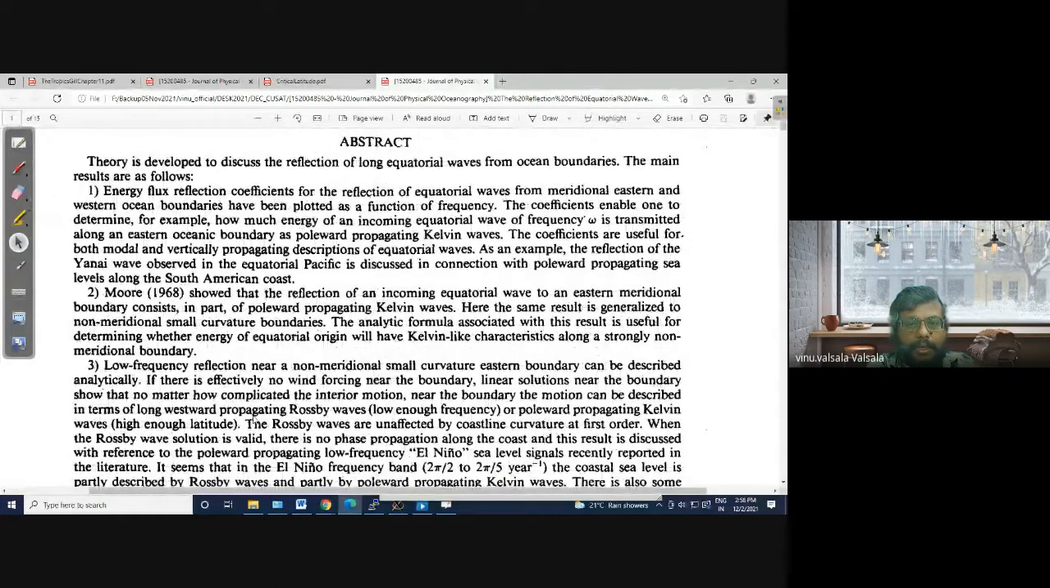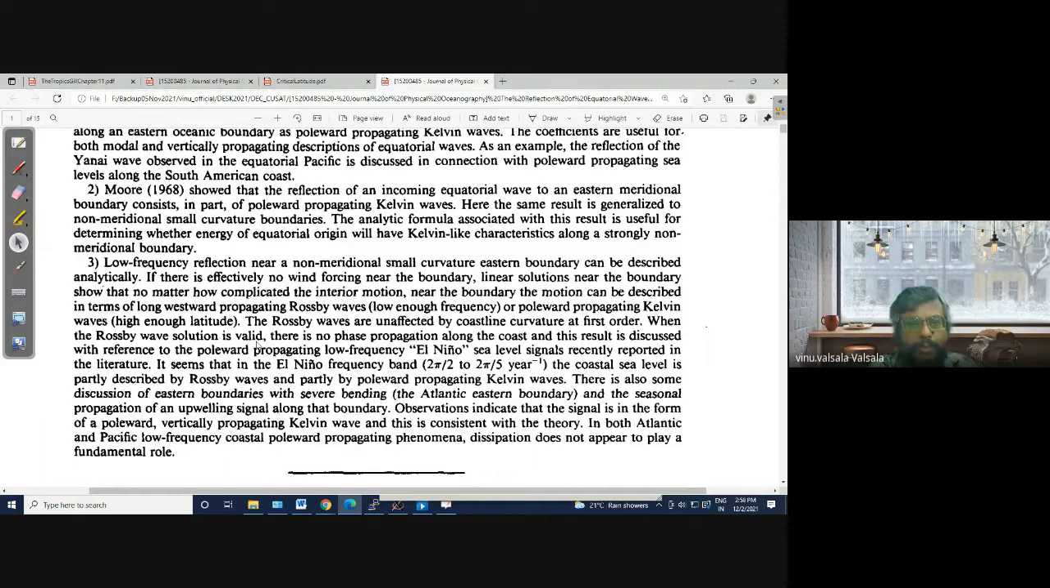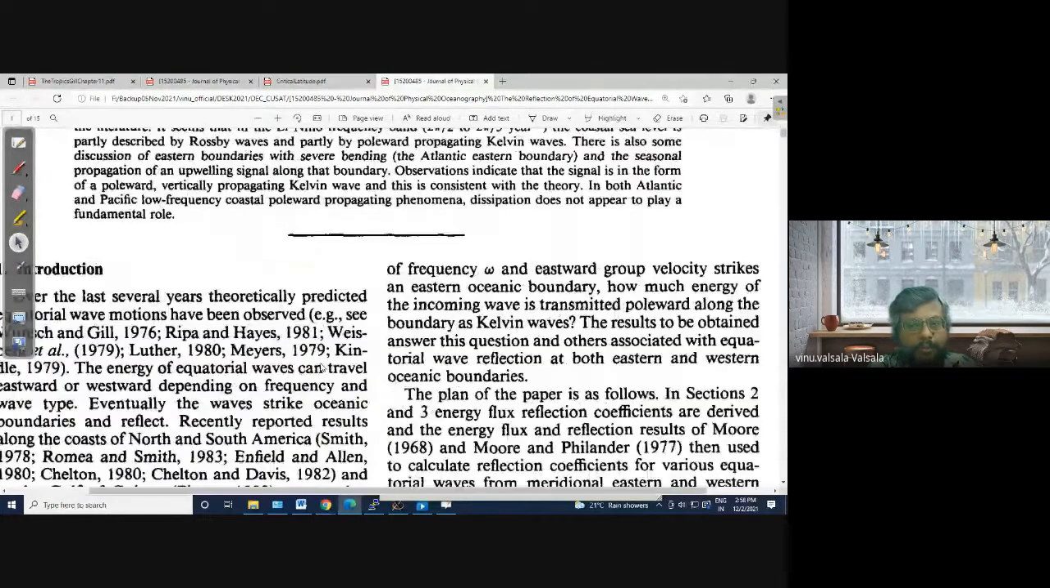And the paper further says that Moore in 1968 showed that the reflection of an incoming equatorial wave at an eastern meridional boundary consists in part of a poleward propagating Kelvin wave. This is what we saw in the movie today, right? Here the same result is generalized to a non-meridional, slightly curved boundary. They are describing not only the reflection at a flat boundary, but at some curved boundaries also. Then more discussions follow. So that's what this paper is talking about.